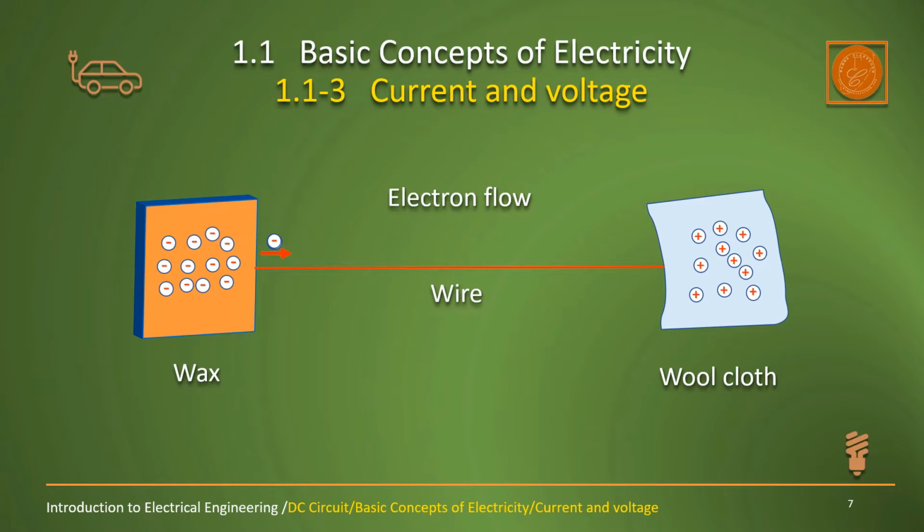This imbalance manifests itself as an attractive force between the two objects. If a conductive wire is placed between the charged wax and the wool, electrons will flow through it, as some of the excess electrons in the wax rush through the wire to get back to the wool, filling the deficiency of electrons there, like this.